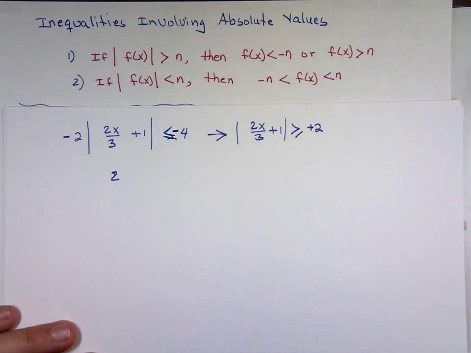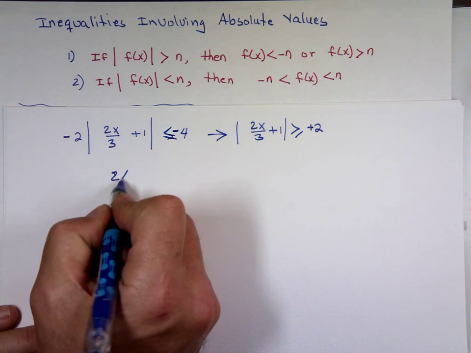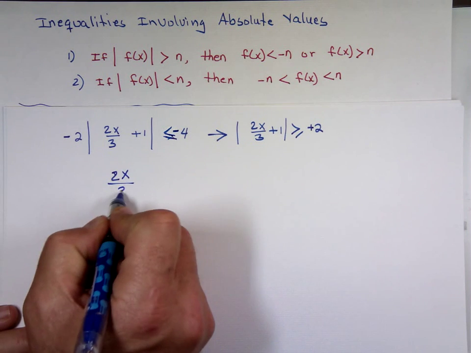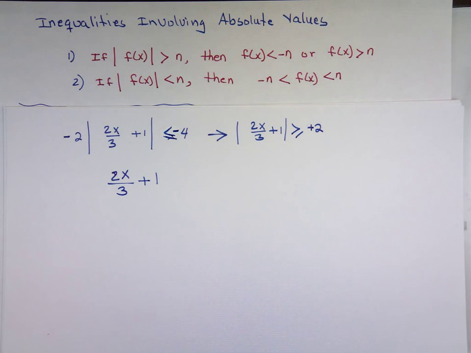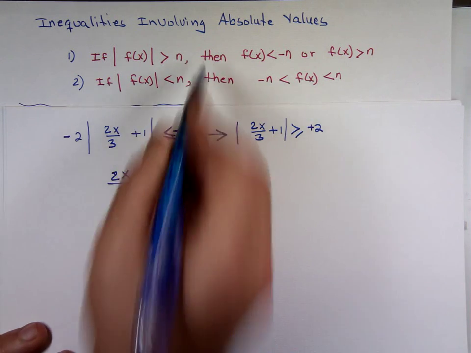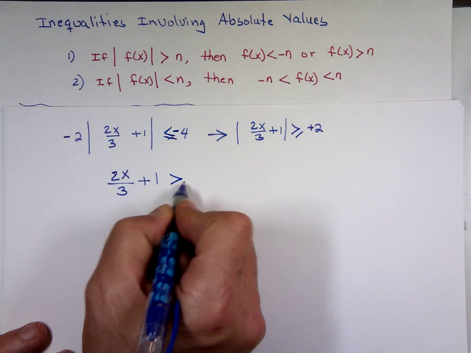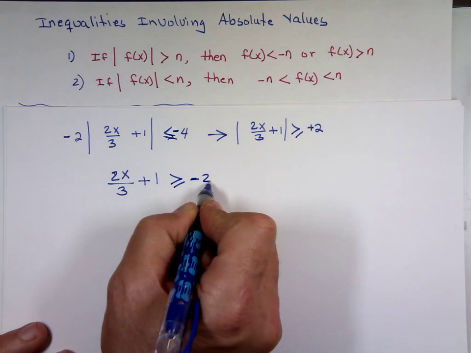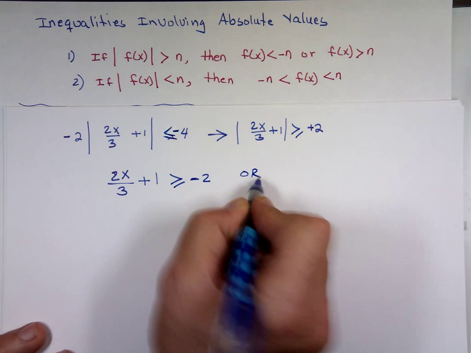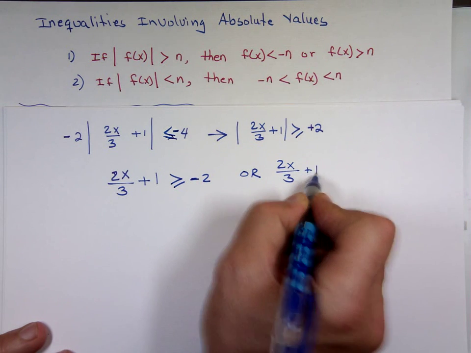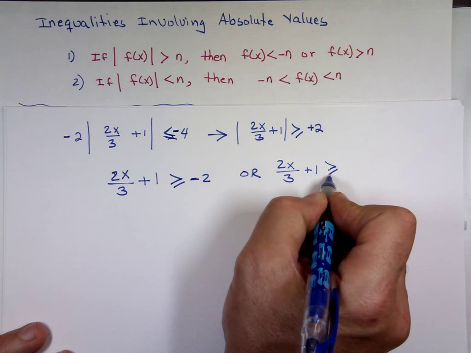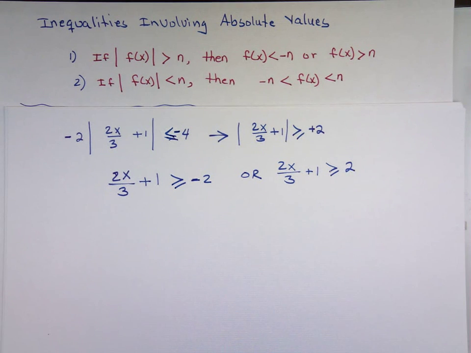Plus 2, right? Okay. I'm trying to wing it off the top of my head quickly and make sure it has a solution to it. So because that's greater, then I have to use that. Should be greater than or equal to what? Negative 2 or 2x over 3 plus 1 has to be greater than or equal to what? Positive 2.